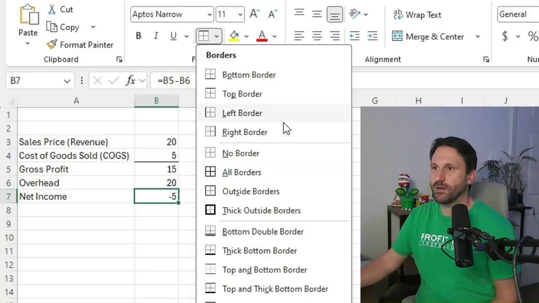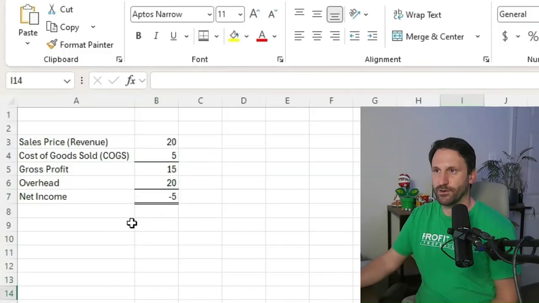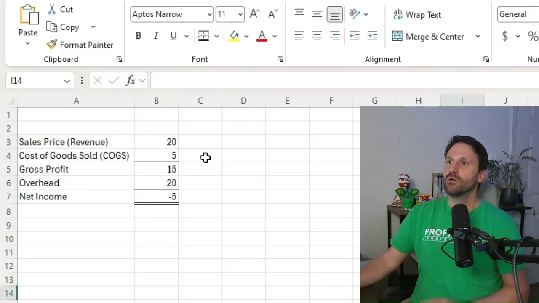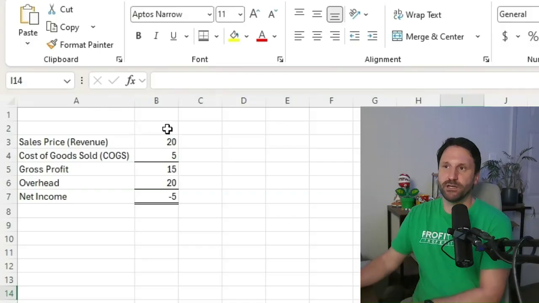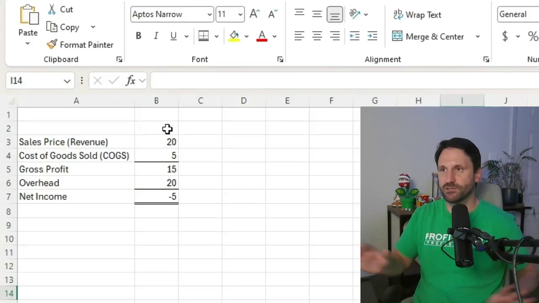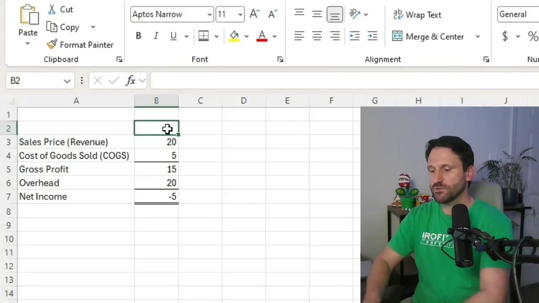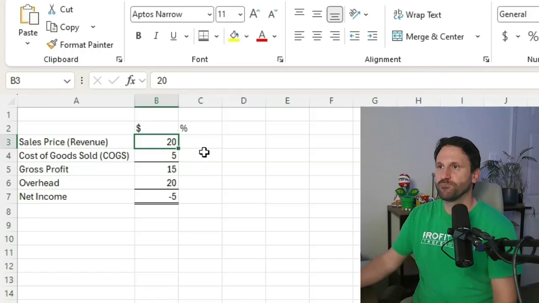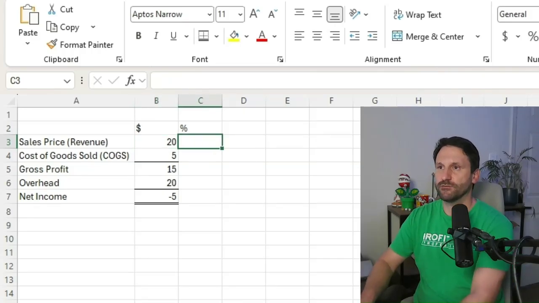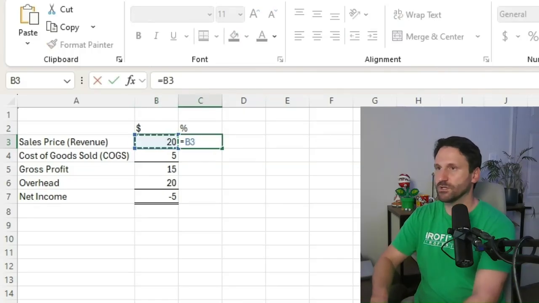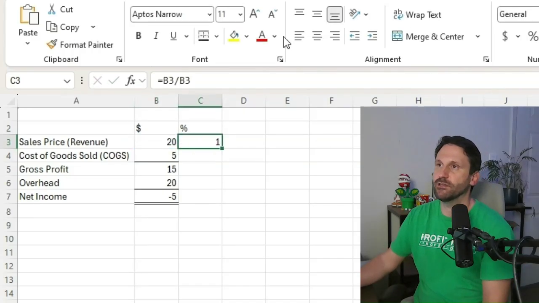In accounting, the bottom line, we do a double underline at the bottom. So what does this mean? Let's put some percentages, because whenever we put percentages, everything starts to make a little bit more sense. So this would be your dollars and this would be your percents. We're going to base everything off of sales price right now, or your revenue. So revenue divided by revenue is 100%. This is 100% of the total.